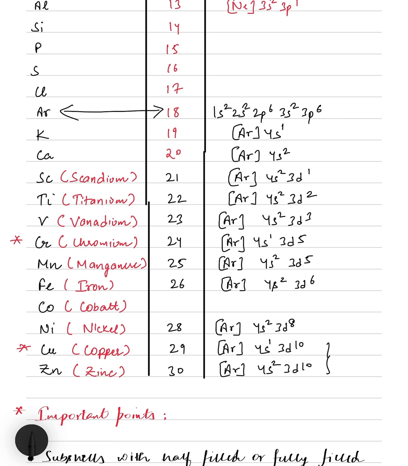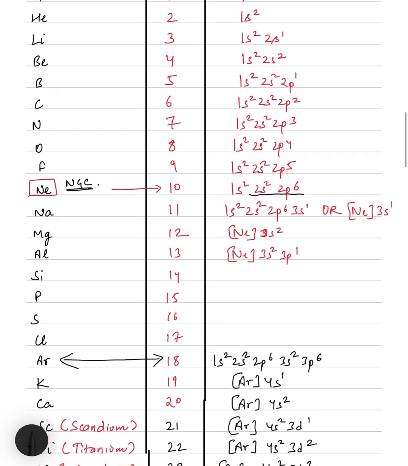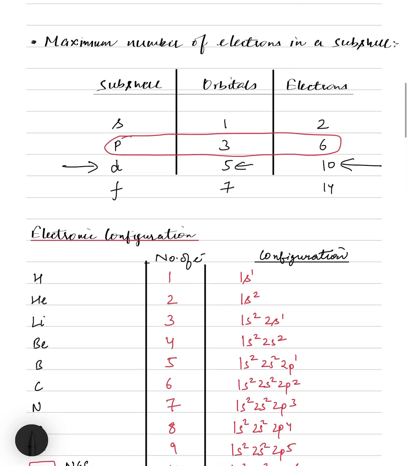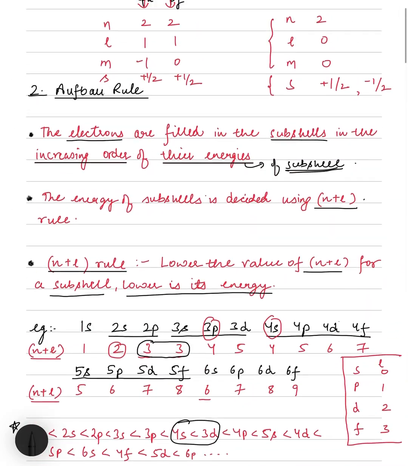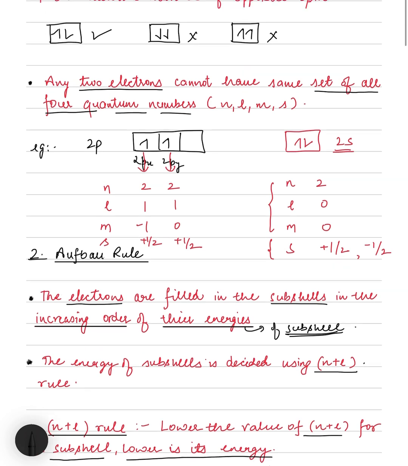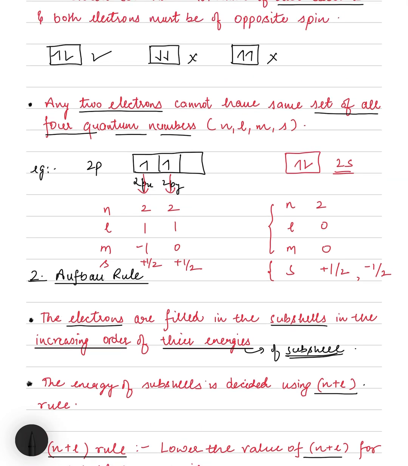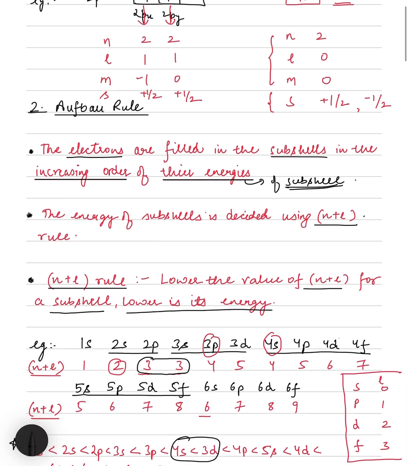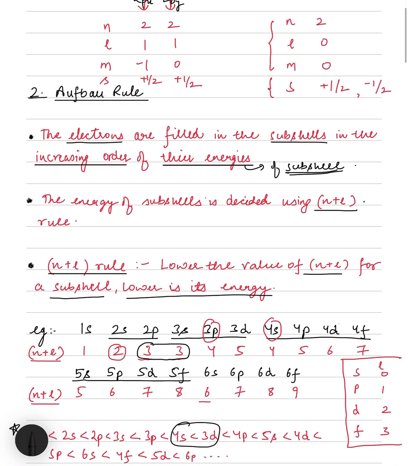So I hope you understood how we fill the electronic configuration of these elements using the first two principles. The first principle is, as usual, Pauli's exclusion principle, which explained to us that only two electrons are present in any subshell, any orbital, and any two electrons cannot have the same set of all four quantum numbers. Then the second was the Aufbau principle, that electrons are filled in the subshells in the increasing order of their n plus l value. And we have done it here.